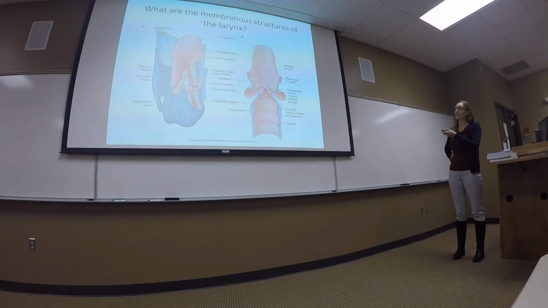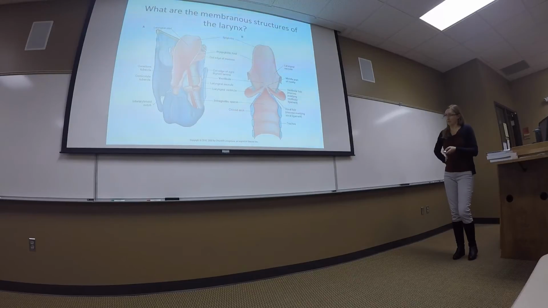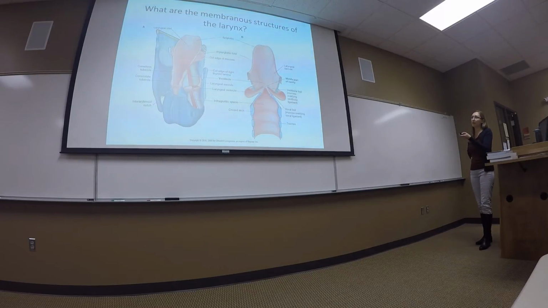Then we have a little loop out here to form the laryngeal ventricle, kind of a little gap in between the vestibular fold and then the vocal fold, which is composed of the vocal ligament and the overlying mucosa there, and the cricothyroid ligament. Okay? And this is what we would call the vocal cords, or the true vocal cords.